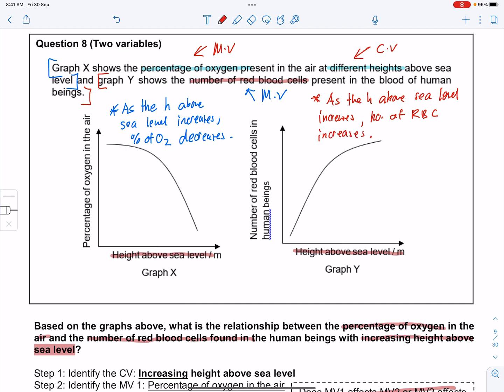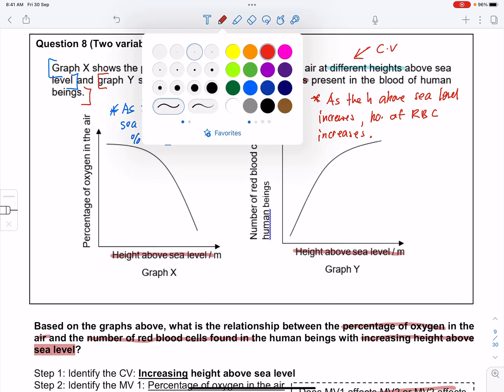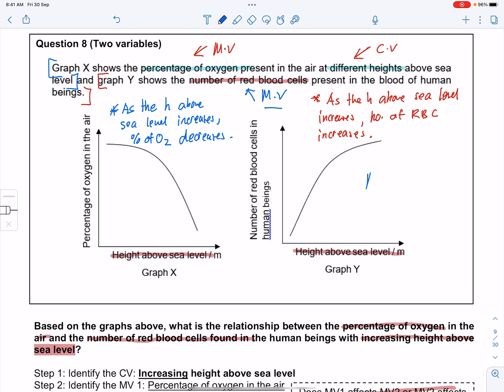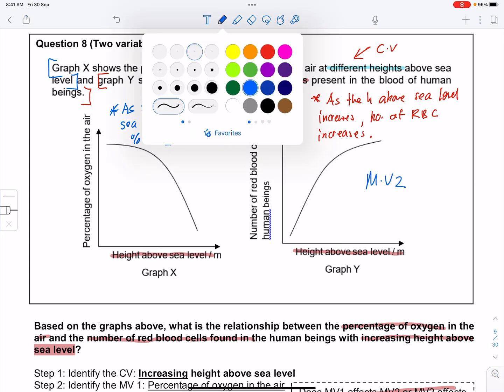Okay. So now that I have these two trends written out, I can then start to process in my mind what is it that causes the other one to change? Obviously, then ask yourself this case. So let's just say I pump more red blood cells. Okay, this is MV2. We're going to call it MV. Okay, sorry. Let me color code it correctly, because I use blue here, right? Okay, so this is MV2 and this is MV1.